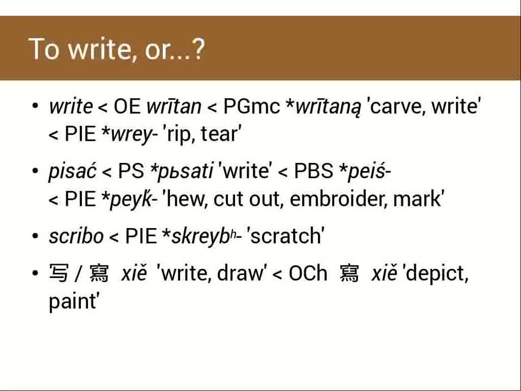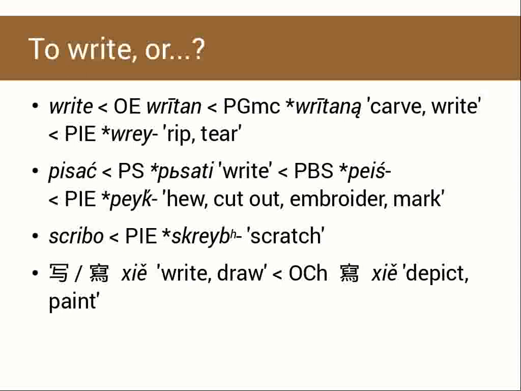So, what the hell does it actually mean to write? The English verb write, ultimately through all those historical forms, some of them reconstructed, comes from the Proto-Indo-European root rei, which means to rip or tear, stuff like that. Polish and general Slavic pisać comes from a different Proto-Indo-European root. It's pake, to hew, to cut out, embroider, mark. The same root appears in the word picture. Pake, picture, pisati, and so on.